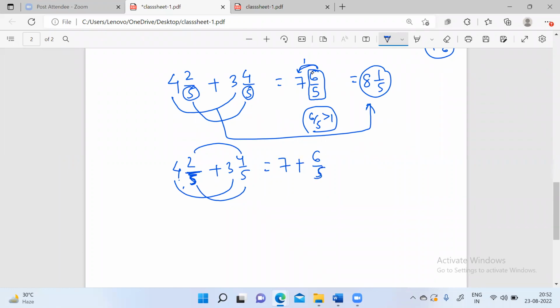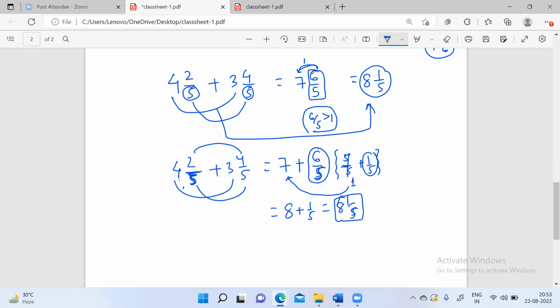Is this clear? Yes, sir. Now 6/5 is greater than 1. Can you see this? So 6/5 we can write as 5/5 plus 1/5. So 5/5, what will it be? It will be 1. So give this 1 to this integer. So this will become 8. Did you understand now? And you will be left with this 1/5. So the final summation will be 8 1/5. Is it okay now?